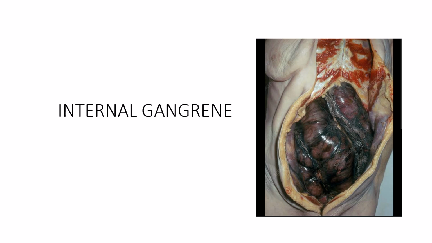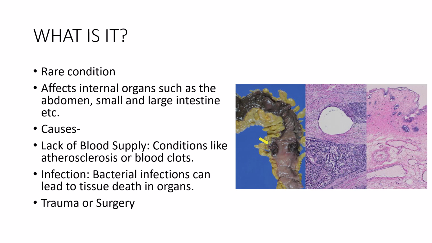Then we have the internal gangrene. Internal gangrene is a very rare condition which affects the internal organs such as the abdomen, small and large intestines, etc. The cause is due to the lack of blood supply in conditions such as atherosclerosis or blood clots, infections such as bacterial infections which can lead to tissue death in organs, or trauma or surgery. Over here you can see this is an internal gangrene.